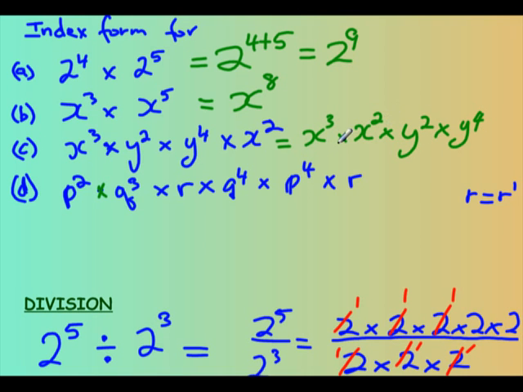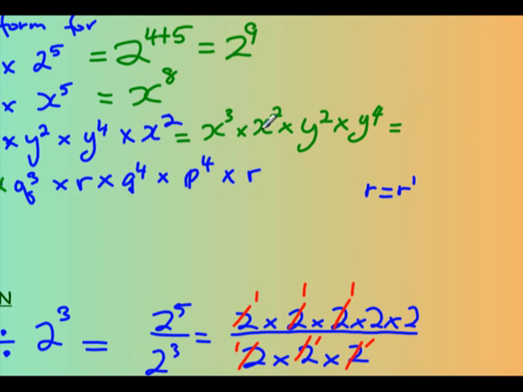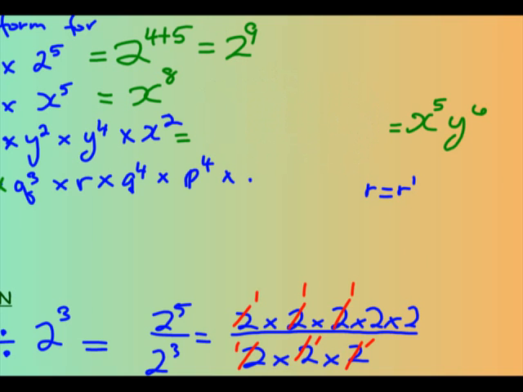Let's simplify this further. We're going to have x to the fifth, since 3 plus 2 is 5, and y to the 6, since 2 plus 4 is 6. Okay, so that's our solution there. I'm lacking space, so let me just take this off. Hopefully you will have this already. So I can write my answer here, which is x to the fifth, y to the sixth.